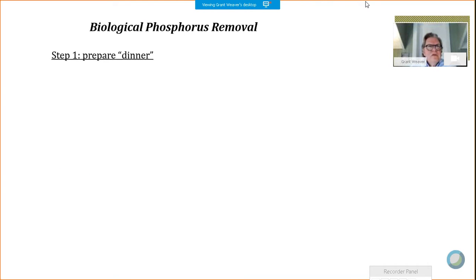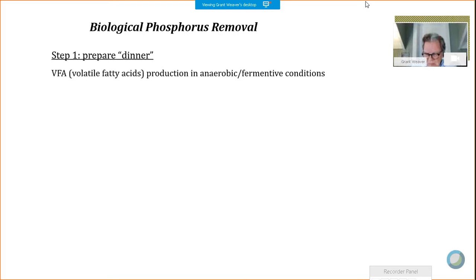So biological phosphorus removal has 3 steps. 2 of them happen in, I like to use the word fermented conditions. They're anaerobic conditions, just short of creating methane gas. So basically any open top tank that's not aerated, if there's sufficient BOD, sufficient retention time, it's going to become a fermenter, in fermented conditions.